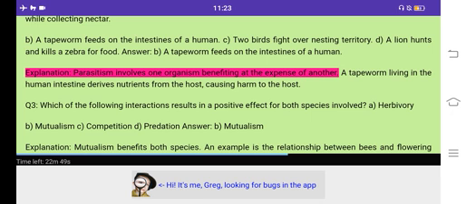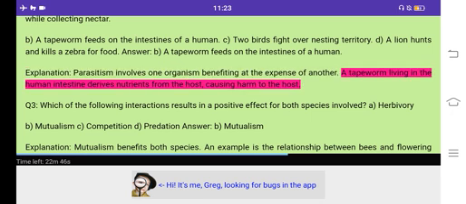Explanation. Parasitism involves one organism benefiting at the expense of another. A tapeworm living in the human intestine derives nutrients from the host, causing harm to the host.